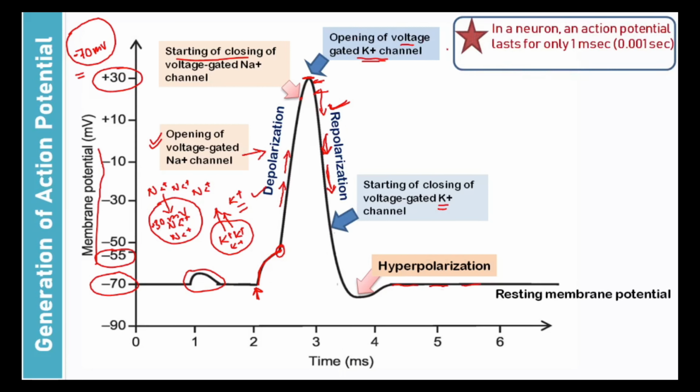Now, on average, in a neuron, action potential lasts for only 1 millisecond, 0.001 second. That's why we say that action potential is a brief, rapid, and large change in the membrane potential, because it is going from minus 70 millivolt to plus 30 millivolt, so almost a 100 millivolt change. So this is about the action potential.